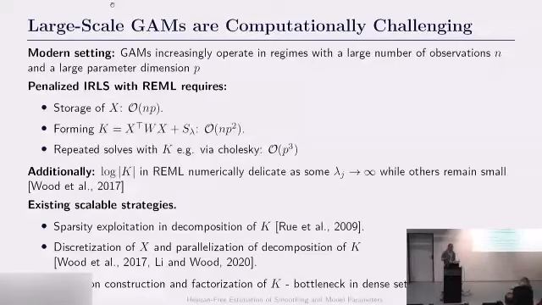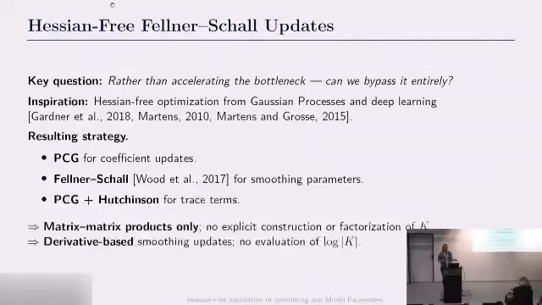Okay, and there are mostly two strategies to handle those large-scale GAMs in the literature. One strategy is to exploit sparsity and to decompose the K by using specific sparse structures in this matrix. And the other approach, which is more related to the classical GAM literature, is to discretize the model matrix and to use a parallel pivoted Cholesky decomposition for the matrix K. Well, but both of those approaches still rely on explicitly forming the matrix K and factorizing it. And this is, of course, still the bottleneck if I'm in a dense setting.